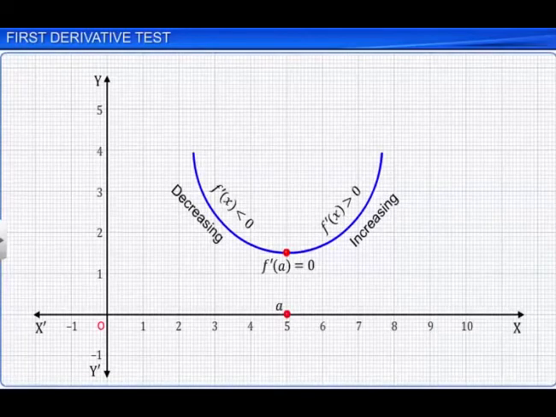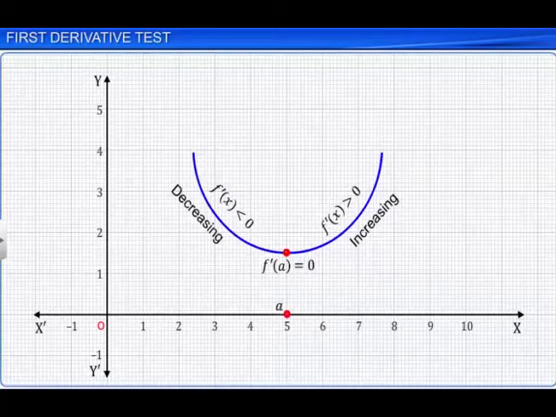Let us now geometrically define local maxima and local minima with the help of graphs using the first derivative test. This figure shows the graph of a continuous function f defined on an open interval I. Let a be any critical point in I.